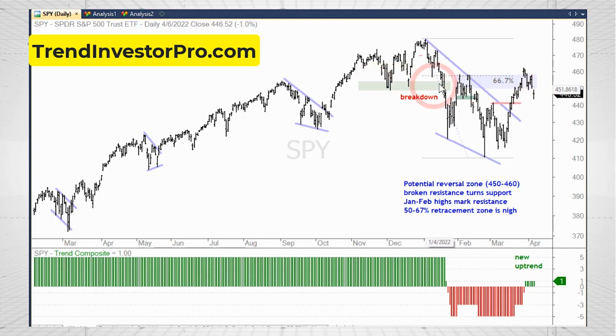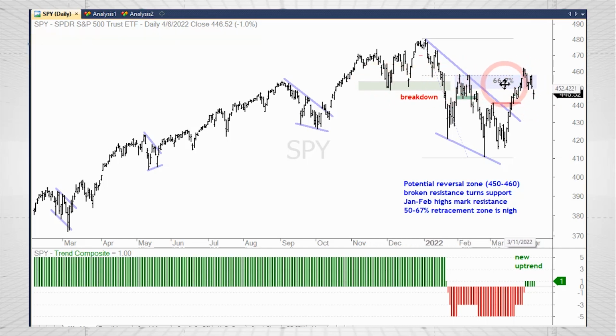And this was a potential reversal zone, this blue zone. And I marked it that because you had three things coming into play. First, you had a support break that turns into resistance. That's a classic tenet of technical analysis. Second, you have these February highs that mark potential resistance. And third, you retrace 2/3 of the prior decline. So you come down 3 steps and you move back up 2 steps.